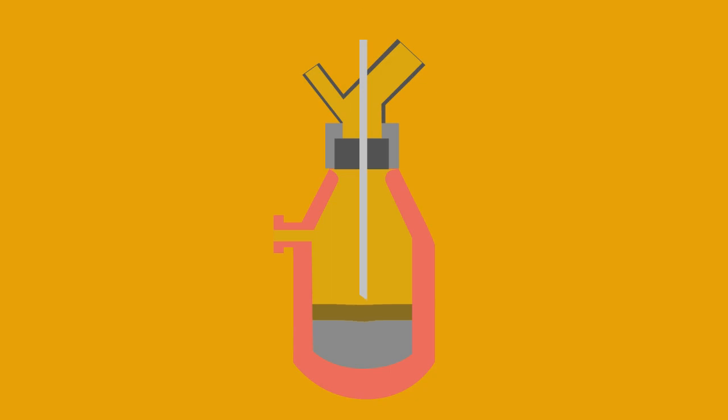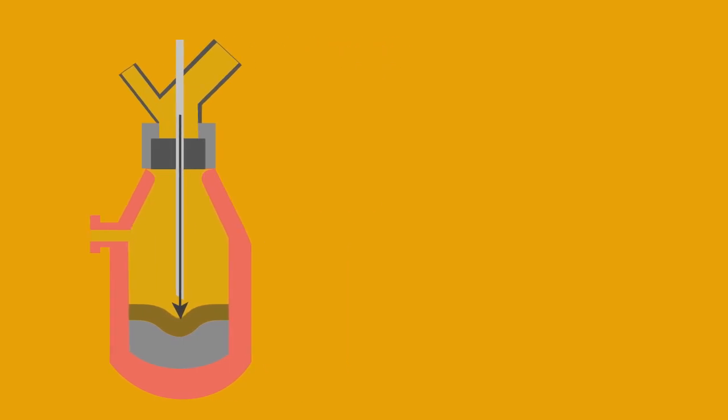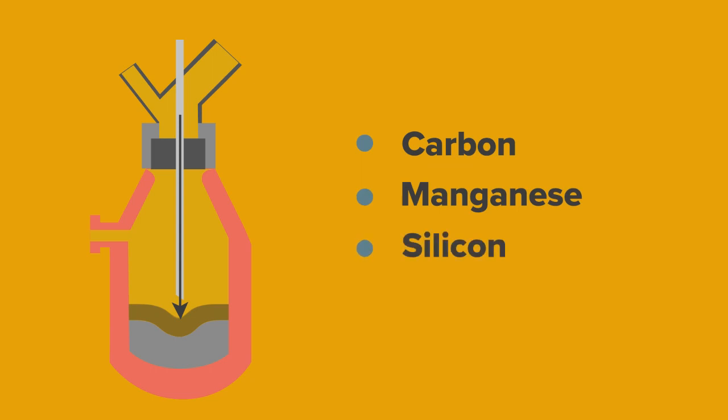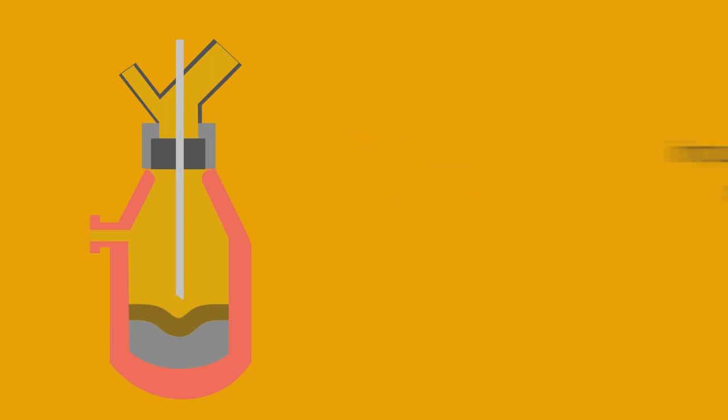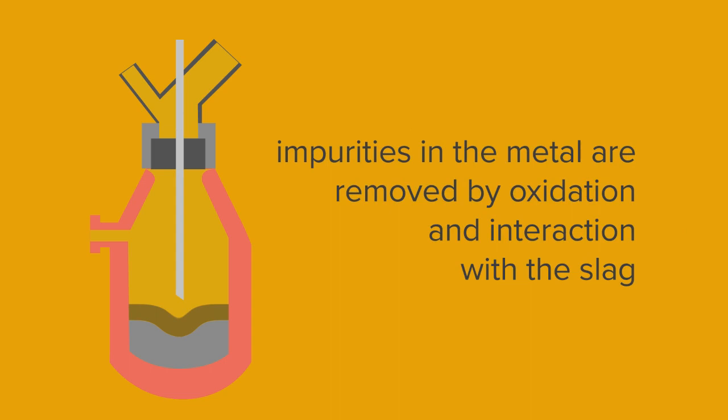A lance blows high purity oxygen onto the iron at approximately twice the speed of sound. This causes the rapid oxidation of carbon, manganese, and silicon in the charge. These reactions, which give off heat, help to melt the scrap and aid in the refining process. The impurities in the metal are removed by oxidation and interaction with the slag. The steel is then processed further in secondary steel making.